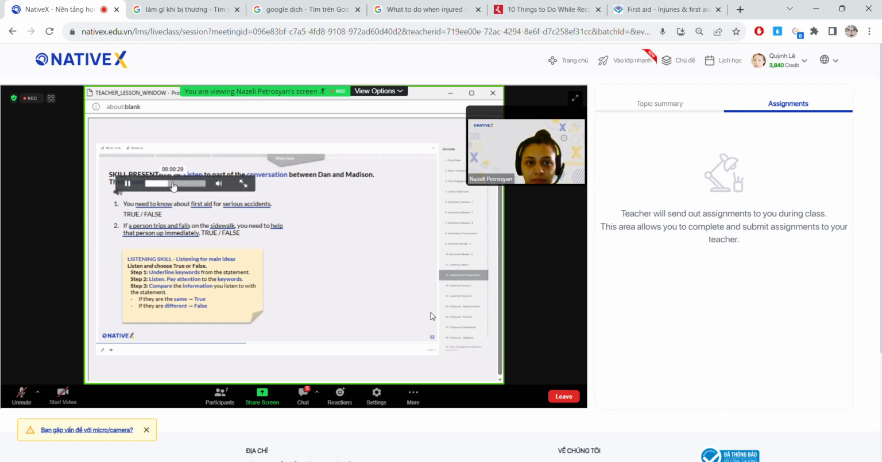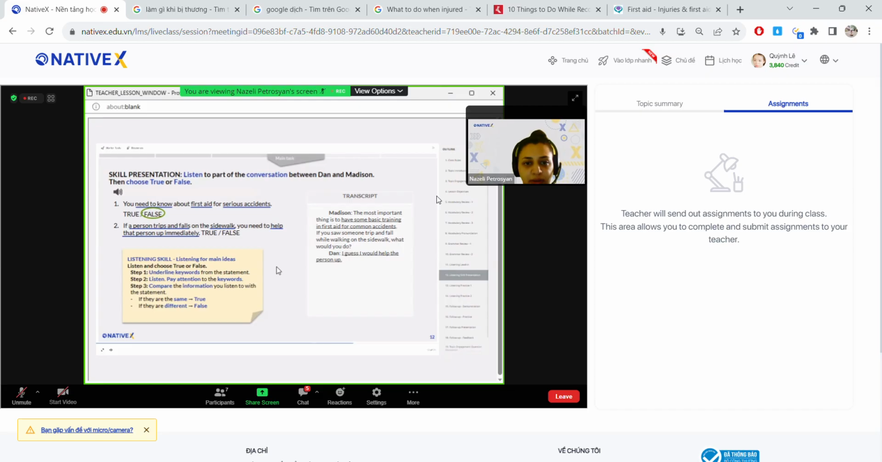The most important thing is to have some basic training in first aid for common accidents. Okay, so here we have the transcript. It says, the most important thing is to have some basic training in first aid for common accidents. So when we compare the information, we understand that this statement is false. Because it says for serious accidents, but the other one says common accidents.